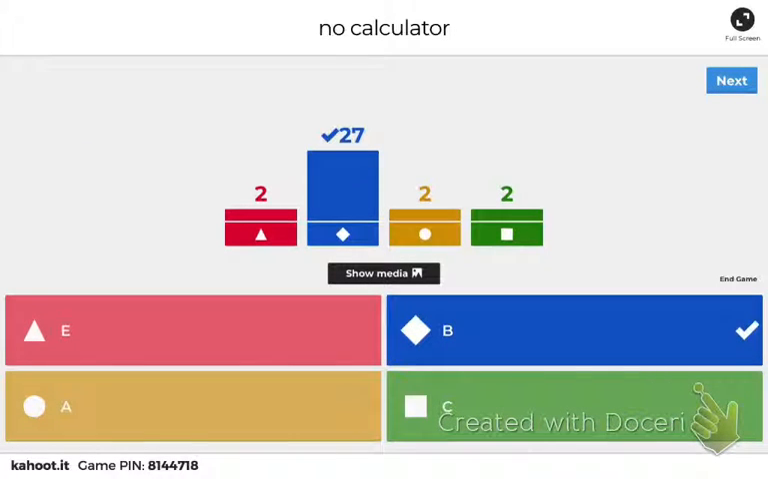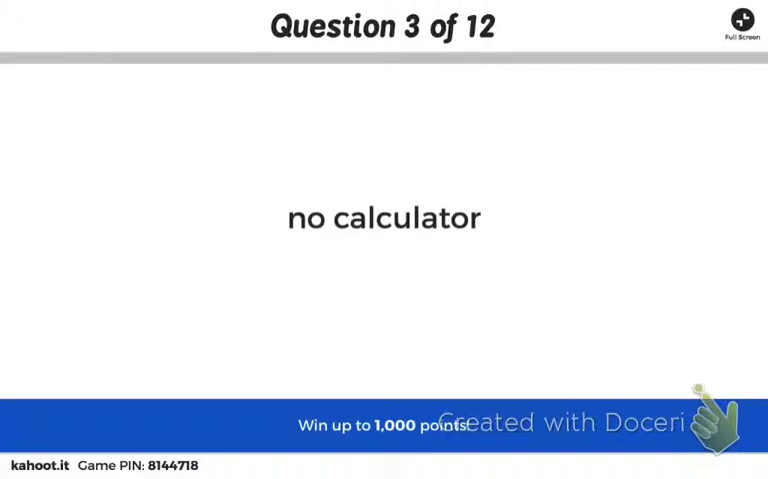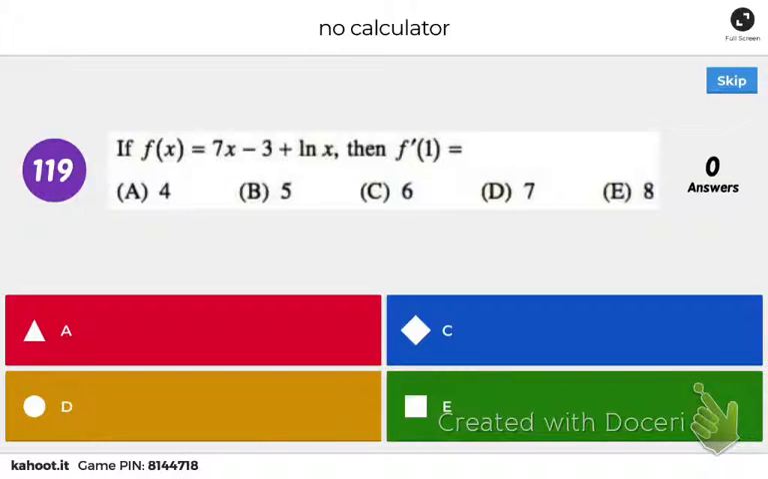All right, doing good. All right, here's question 3. This is definitely an improvement from day 1 on the calculator. I can't believe this is an AP question. Yeah. It's so easy.